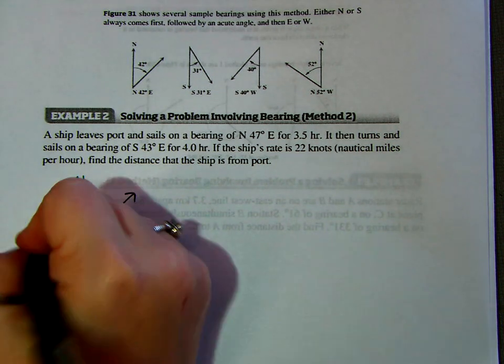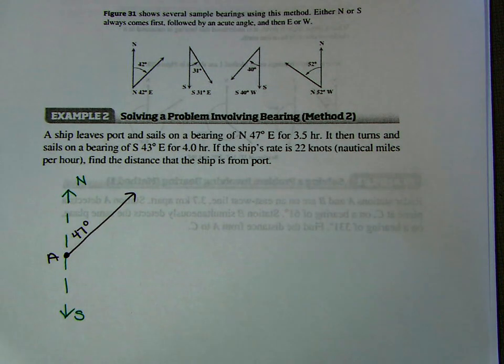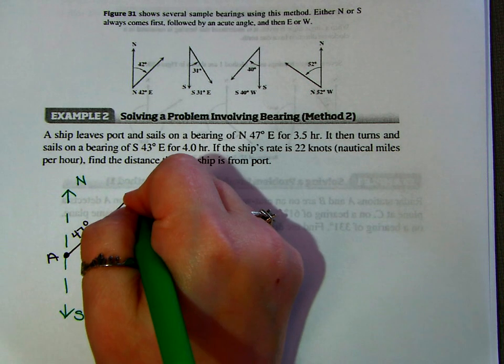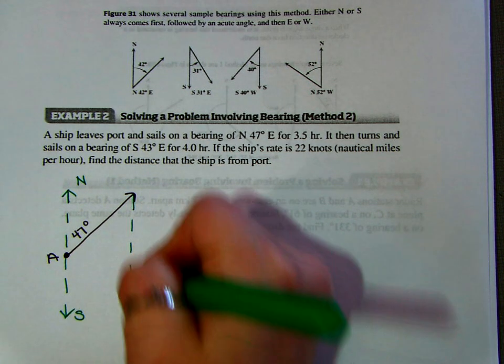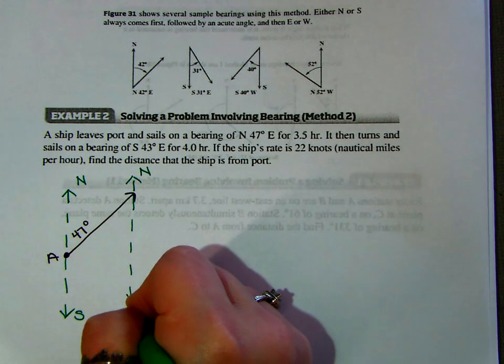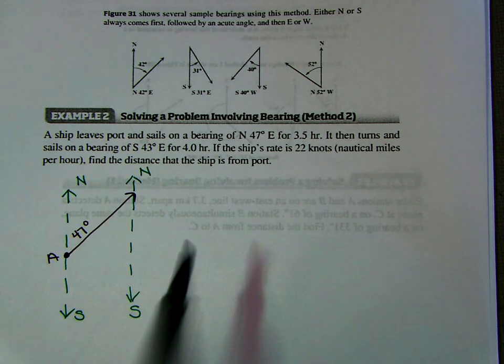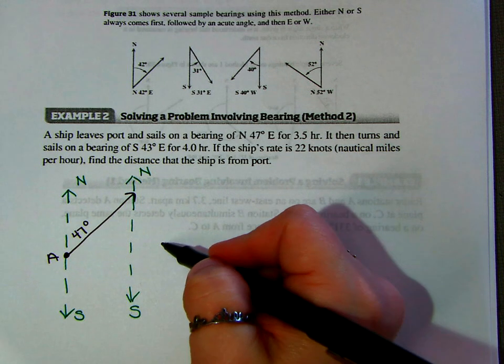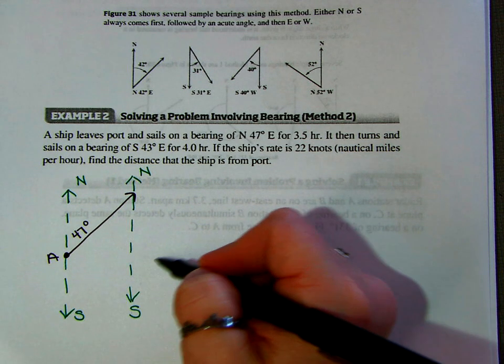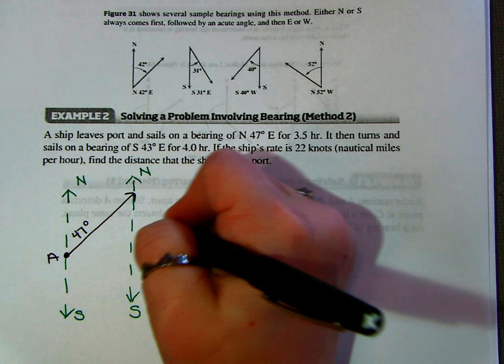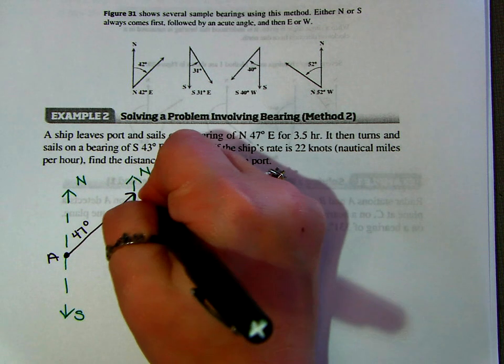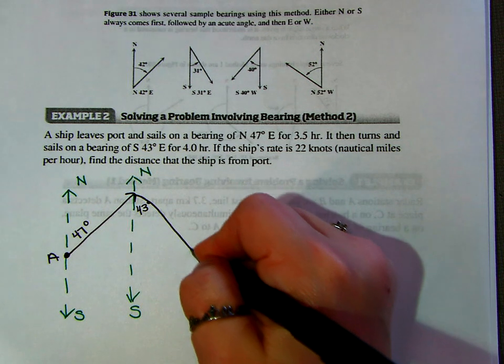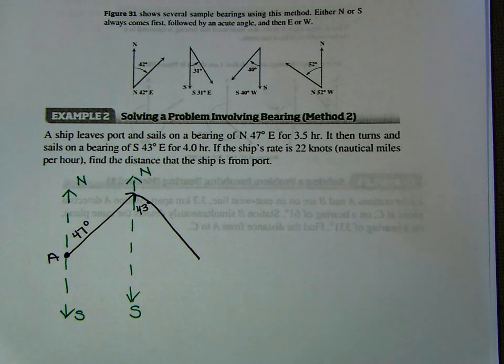So I'm going to call this A. It then turns and sails on a bearing of south 43 degrees east for 4 hours. So I'm going to turn my ship a different direction, so I'm going to have a new bearing. So I'm going to draw in another north-south line to go off of. Because in this case, I'm going off of my south, but I'm going east again. So I'm going to go this direction. I'm going to move to the right. And how far am I moving to the right? Well, I'm going to move 43 degrees to the right. So the way you draw your triangle doesn't really matter so much. It just matters that you label the right sections.